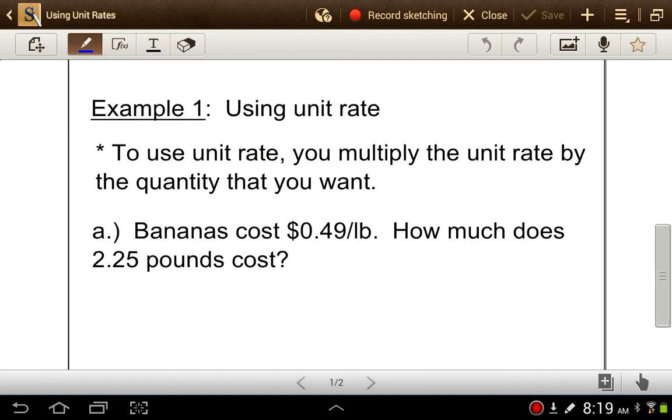Alright, in example 1, using unit rate. Okay, to use unit rate, you multiply the unit rate by the quantity that you want. So in finding unit rate, we divide. In using unit rate, we are going to multiply the unit rate by the quantity.